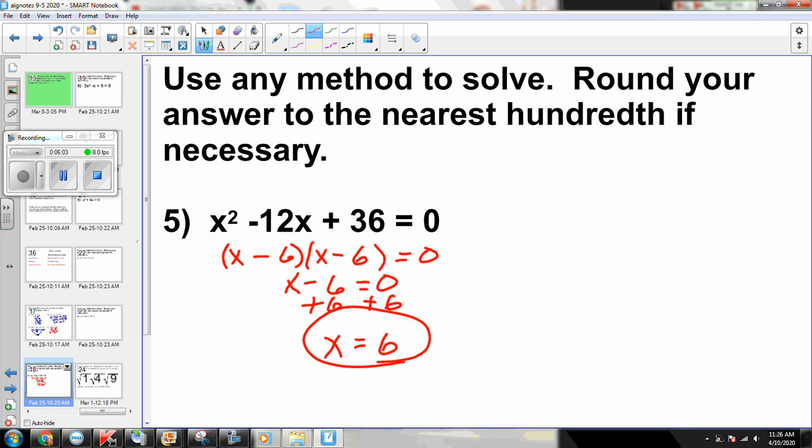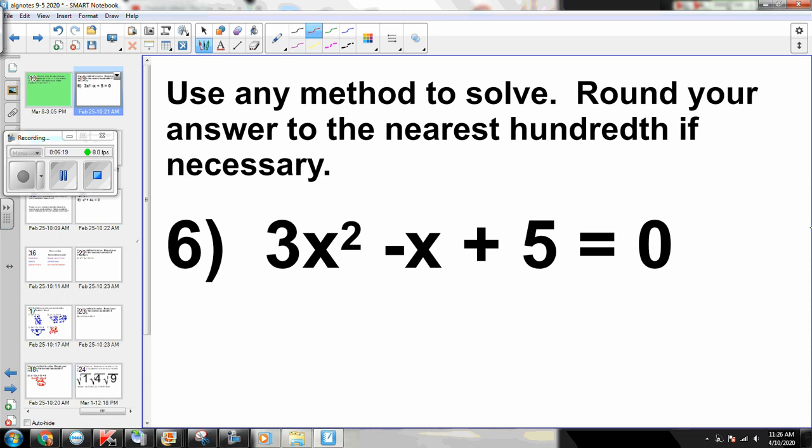If I was graphing, there would only be one x-intercept. The parabola would only cross the x-axis in one place, and that place would be (6, 0). So that means the vertex would be on the x-axis. All right, if we look at number 6, we're going to try to factor. I can't use square roots because there's a middle term of x.